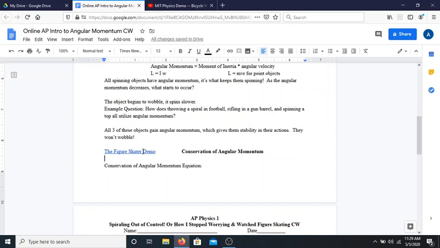Now, the last piece of angular momentum that's rather interesting is the idea that just like linear momentum, angular momentum is conserved. What I want you to do is pause this video and watch the figure skater demo, because it's going to show what happens. And I want you to pay attention to what happens to the figure skater's spinning velocity as she starts to bring her arms closer together. So pause this video, watch that, then come back and we'll talk about conservation of angular momentum.